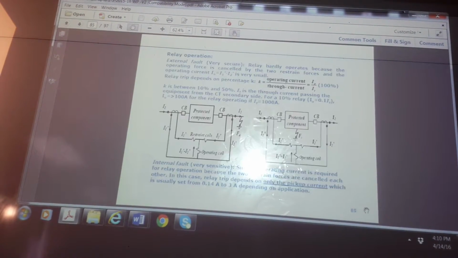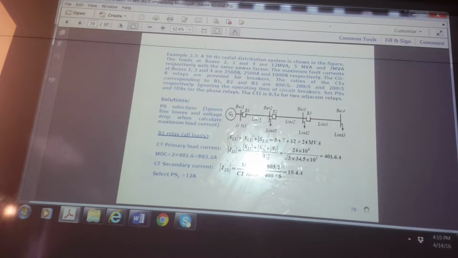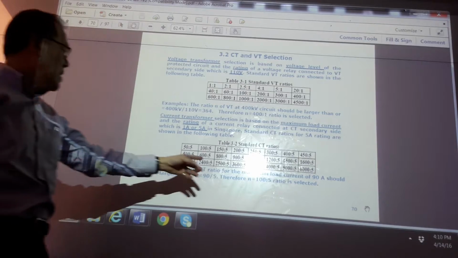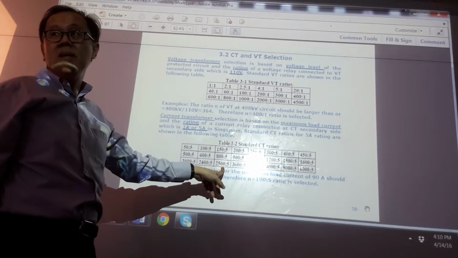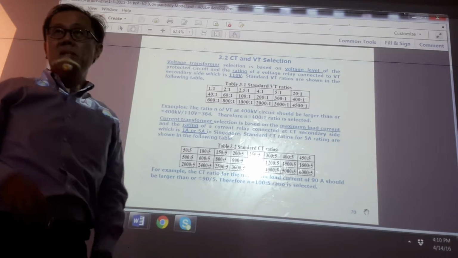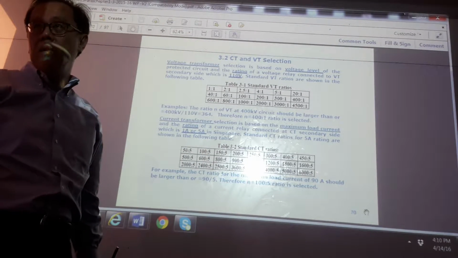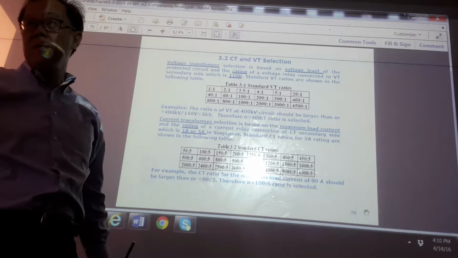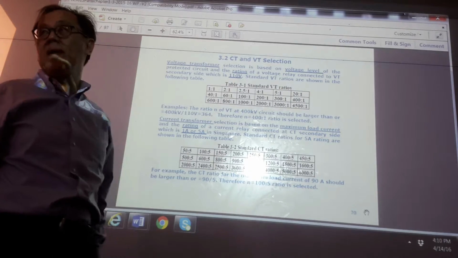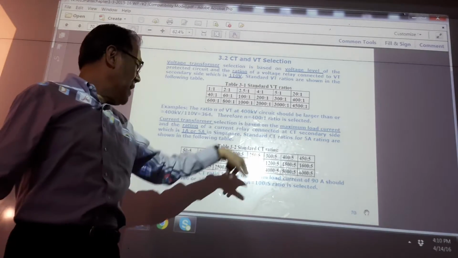But basically, we will go through the widely used CT ratio, and it's on page 70 of his lecture notes. Yeah, this page. You will see from here that we cannot use 2500:5 because that will be too low. If you use this, that means under normal load, even maximum load, it will start tripping. We don't want that. So you must go higher than that. So it's 3000:5. It's the next higher one.